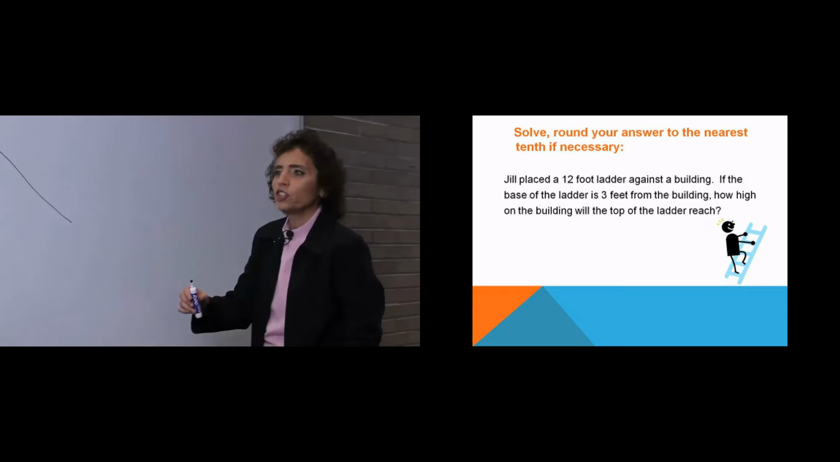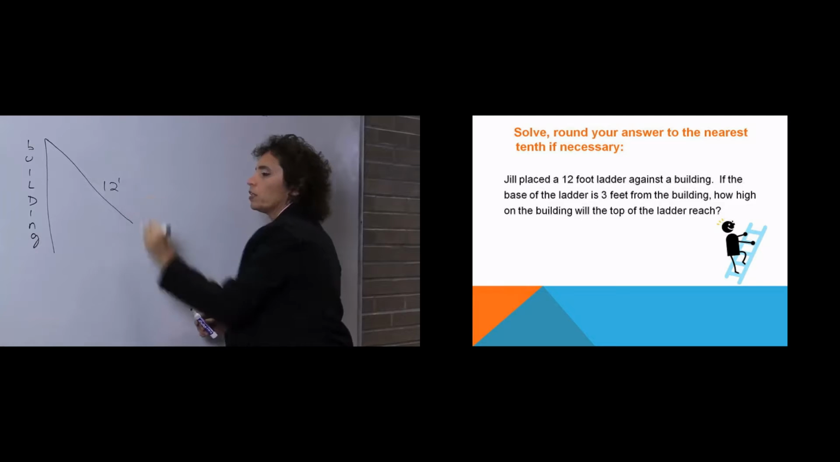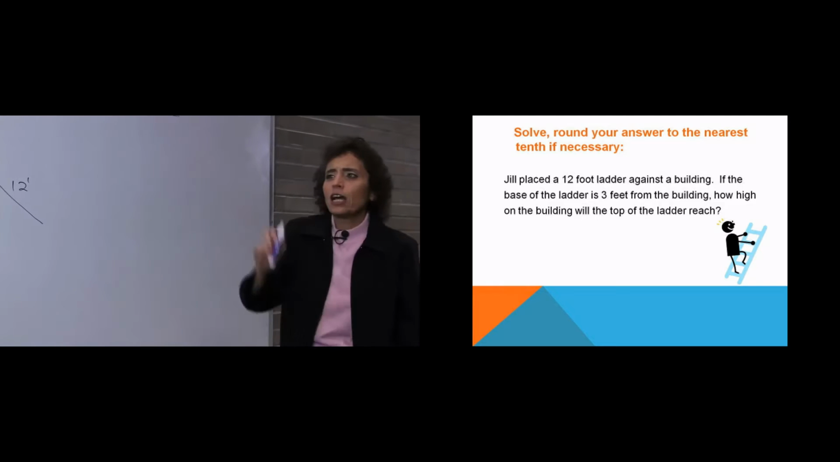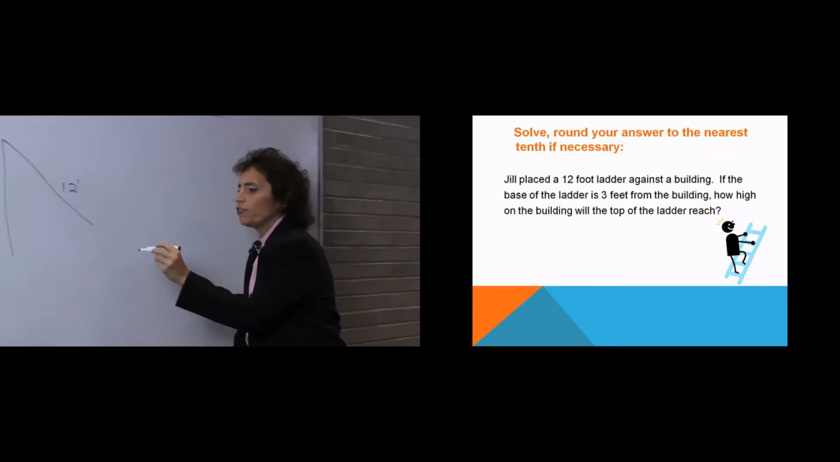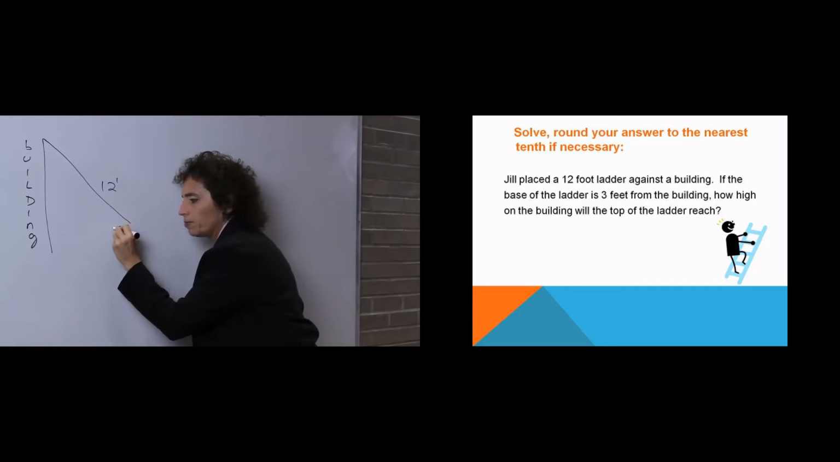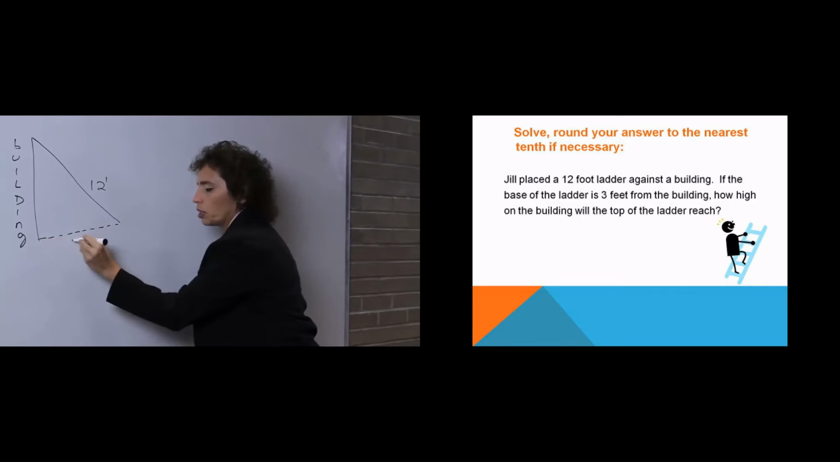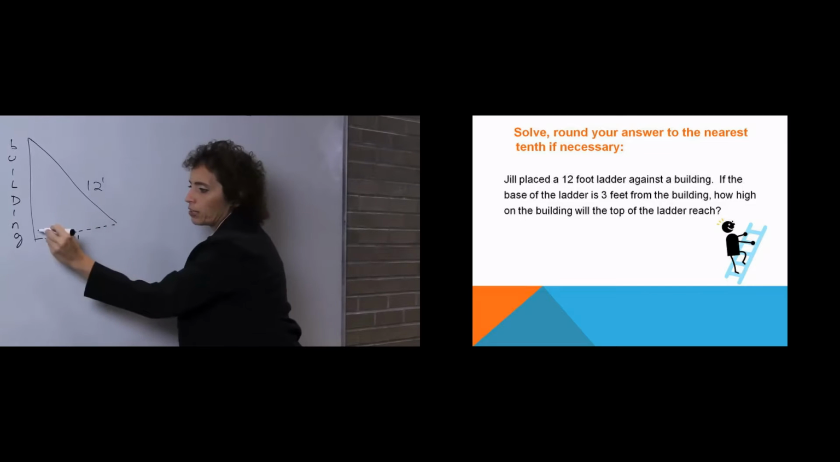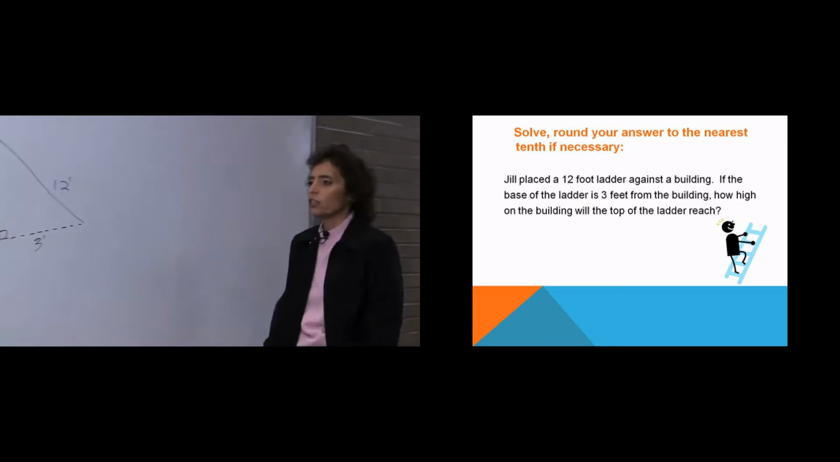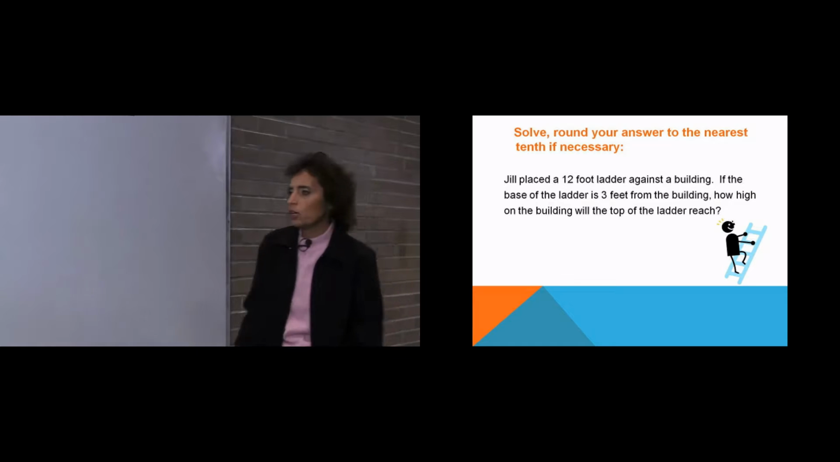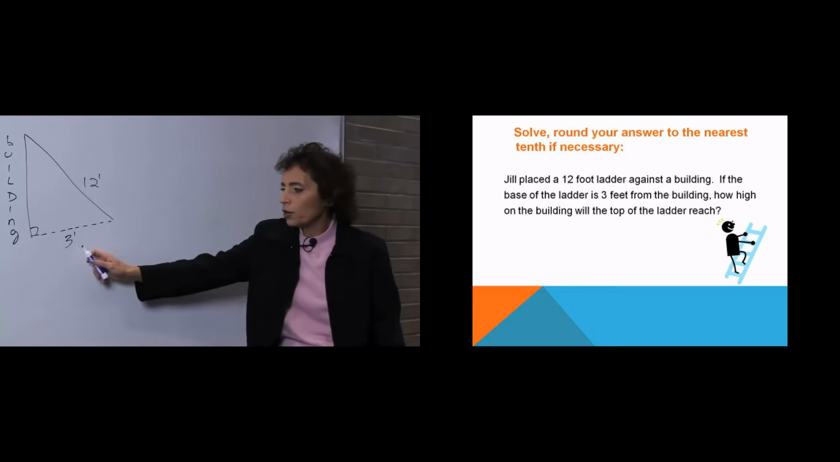Okay, this is what it says. It's a 12-foot ladder, so this is 12 feet. And it says that the ladder is 3 feet from the base of the building. So this is going to be 3 feet. When you place a ladder against the building, you're going to get a right angle here. So I know that's a right triangle. I know that's the hypotenuse. I know that's one of the legs.